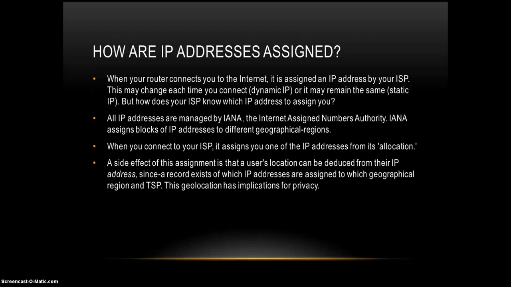But how does your ISP know which IP address is assigned to you? All IP addresses are managed by IANA, the Internet Assigned Numbers Authority. IANA assigns blocks of IP addresses to different geographical regions. When you connect to your ISP, it assigns you one of the IP addresses from its allocation.